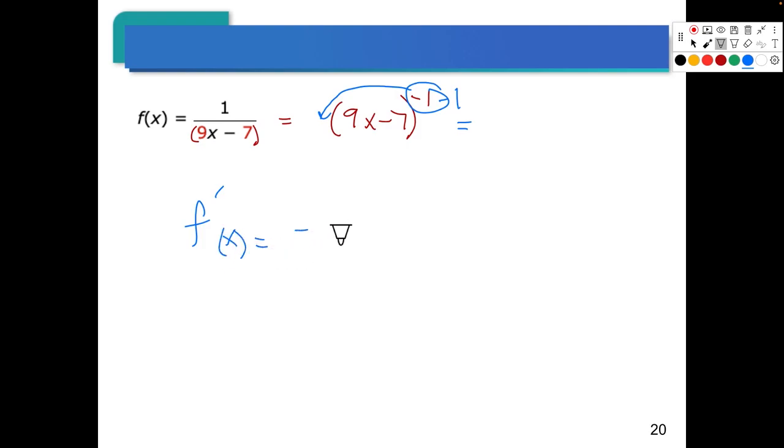That's going to be negative 1, or just negative. You could do it that way. 9x minus 7. Notice while it's in the parentheses, nothing is done to it. It's got its diplomatic immunity. Can't touch it. But now we take the derivative of that inside stuff. So we're going to multiply by 9. Derivative of 9x is 9. Derivative of negative 7 is 0. That's it. And again, you could simplify it.